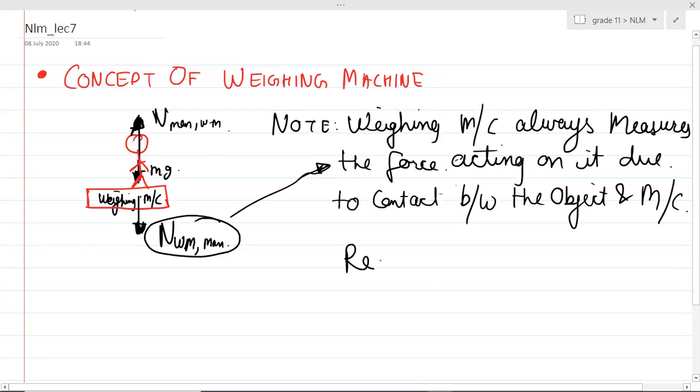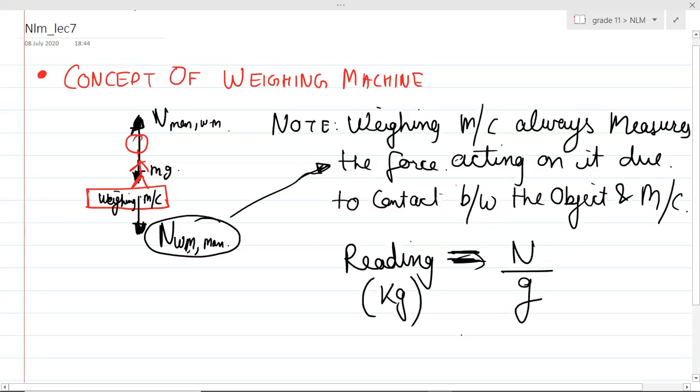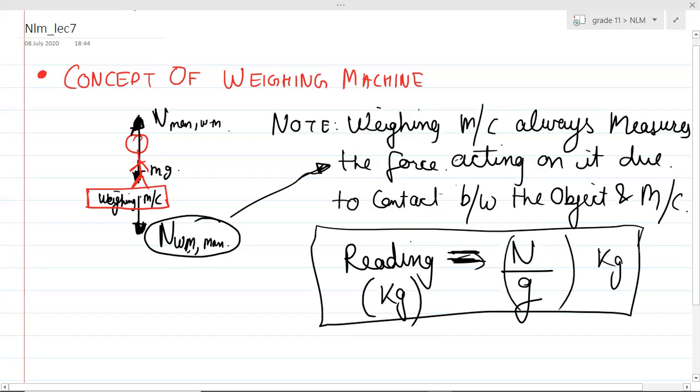And how will it give the reading then? So always remember the reading. Always you see the reading in kg, right? So the reading of the weighing machine is basically whatever this normal reaction is, divided by the acceleration due to gravity. This thing will come in kg. So that will be the reading of your weighing machine. Is this clear, guys? Okay.